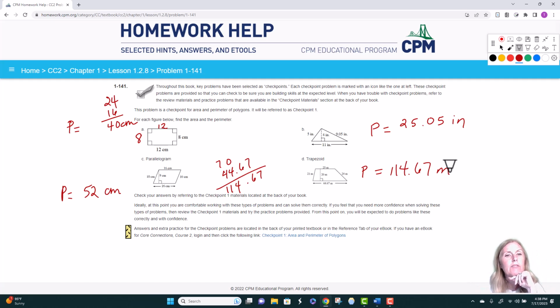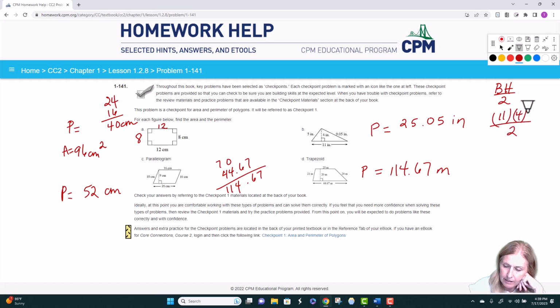So area of a rectangle is just base times height. So that's just 12 times 8. And that's 96 centimeters square. Okay. For triangles, it's base times height again, but divide it by 2. So 11 times 4 divided by 2. So you can say 11 times 4 is 44 divided by 2, and that's 22 inches squared.